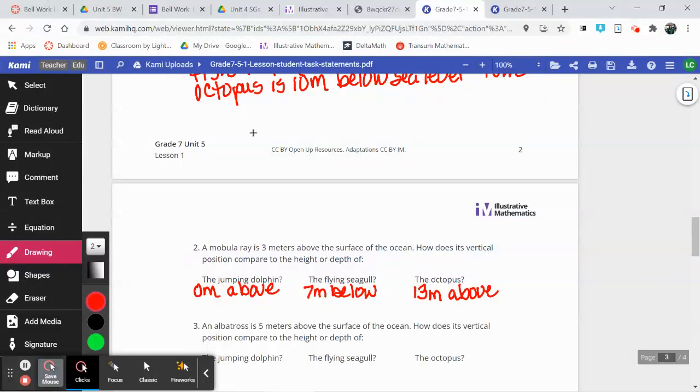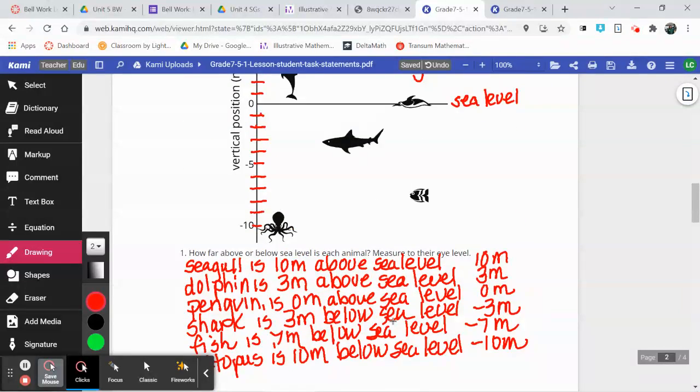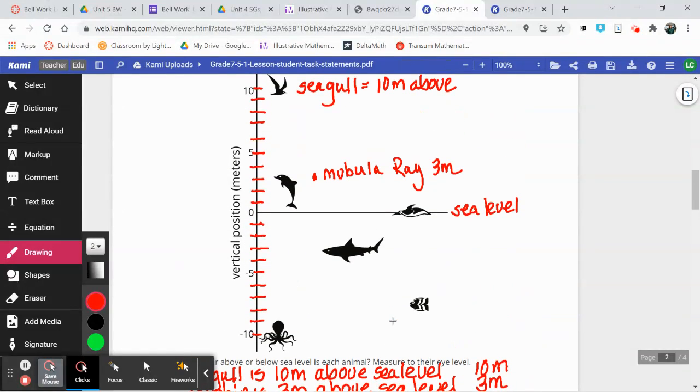All right, so now we got something else to do. It says an albatross is 5 meters above the surface of the ocean. How does its vertical position compare to the height or depth of the jumping dolphin, the flying seagull, and the octopus? So we're still comparing. So let's go back to the picture. So we need an albatross at 5.